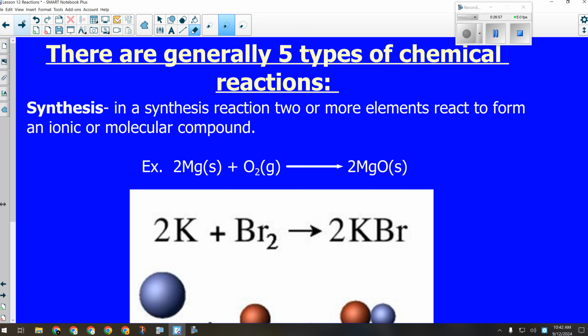How many magnesium on this side? 2. How many over here? 2. How many oxygen here? How many over there? What's the difference between this 2 and this 2? 2 is doing the whole equation, 1 is just doing... Kind of, yeah. I get where you're going with that.